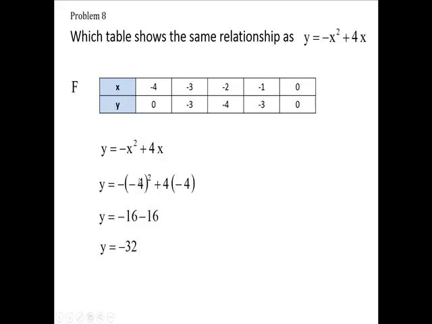Okay, so we plugged in the -4. I did not get 0. This table, we can't use it because of this point right here. All the points have to work. So we eliminate f, okay?